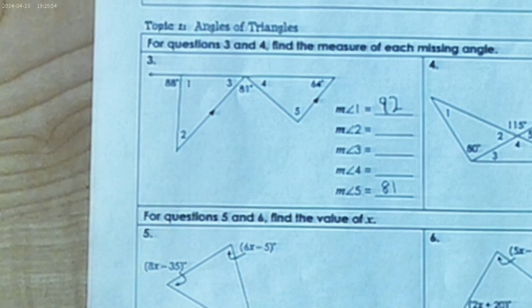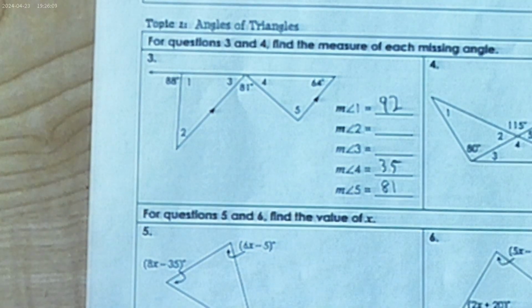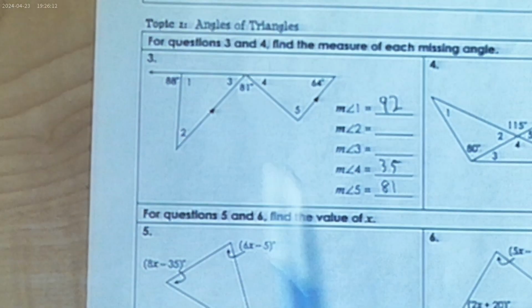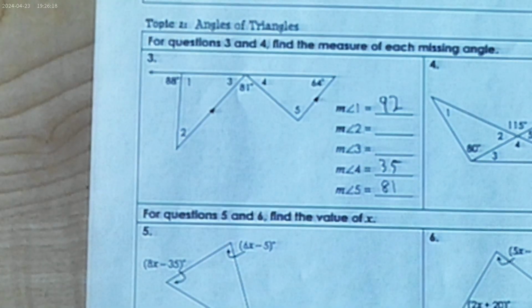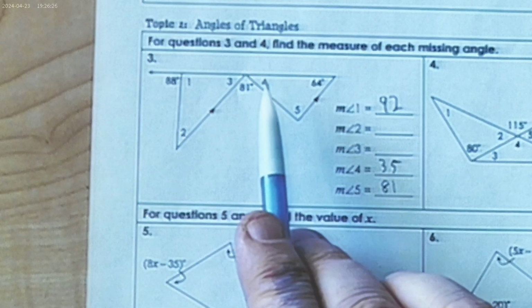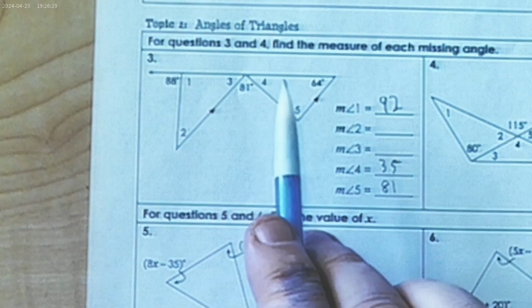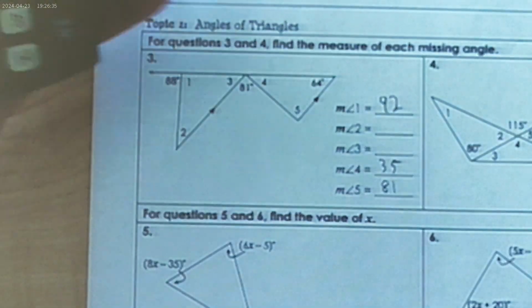If angle 5 equals 81, then angle 4 has to equal 180 minus 64 minus 81, which equals 35. All right, angle 3. Angle 3 is a supplement to 81 plus 35, so it's 180 minus 81 minus 35, because again, angle 4 is 35 degrees. We worked that one out. If I take 180, which is the whole line, and take this one out and this one out, that should just leave me with angle 3, which is 64.